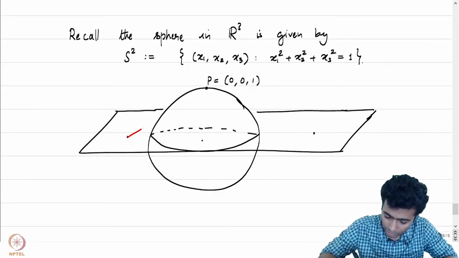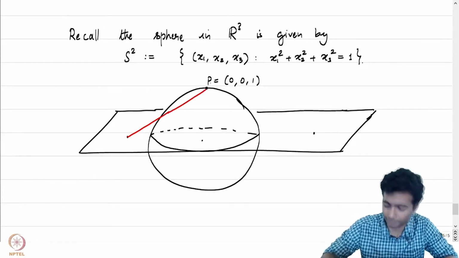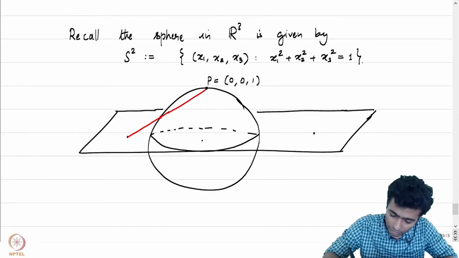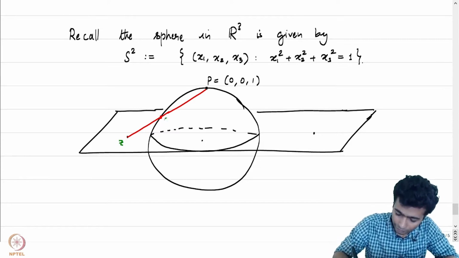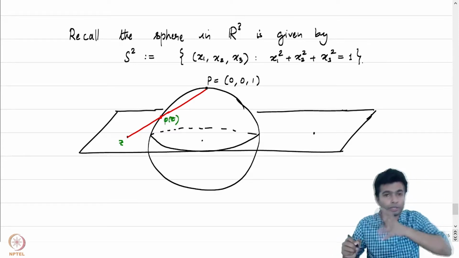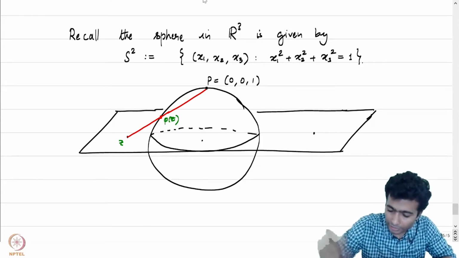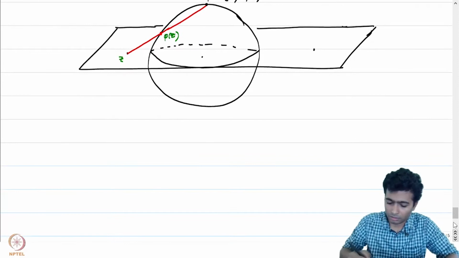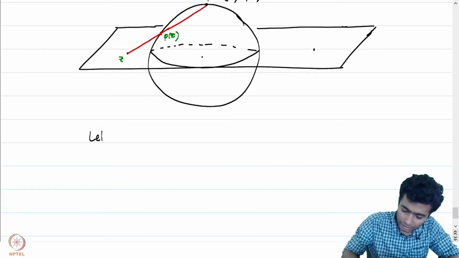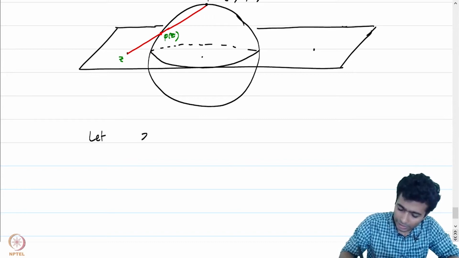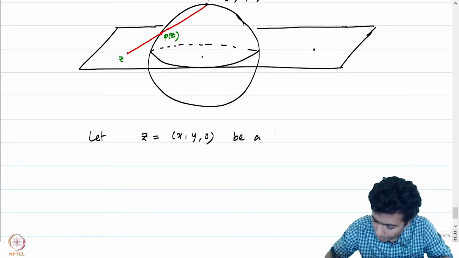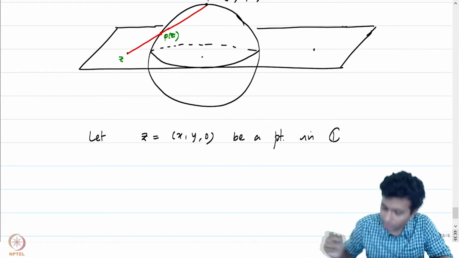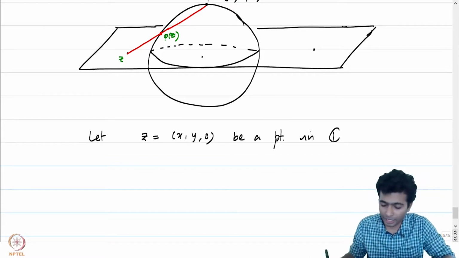And for a given point Z in the complex plane, let me use another color. Let's join this point Z with the point P. Given Z here, there is a point phi of Z on the unit sphere. Let's capture all that we just said. Let Z equal (x, y, 0) be a point on the xy plane, or simply a point in C, with the complex plane being identified over there.